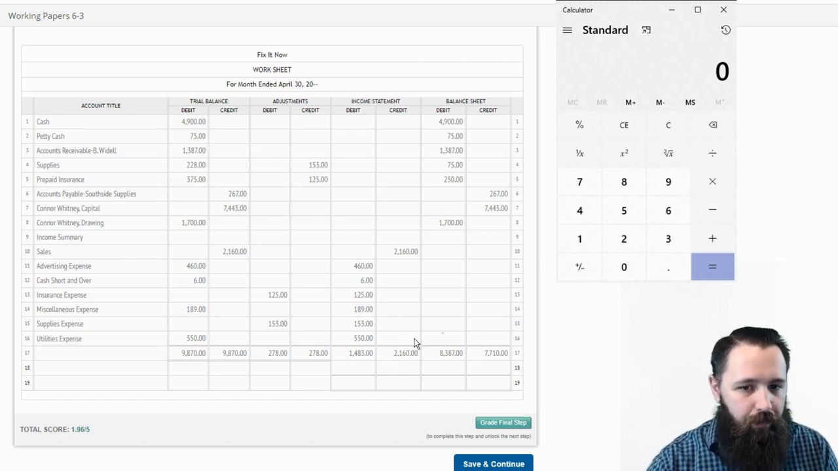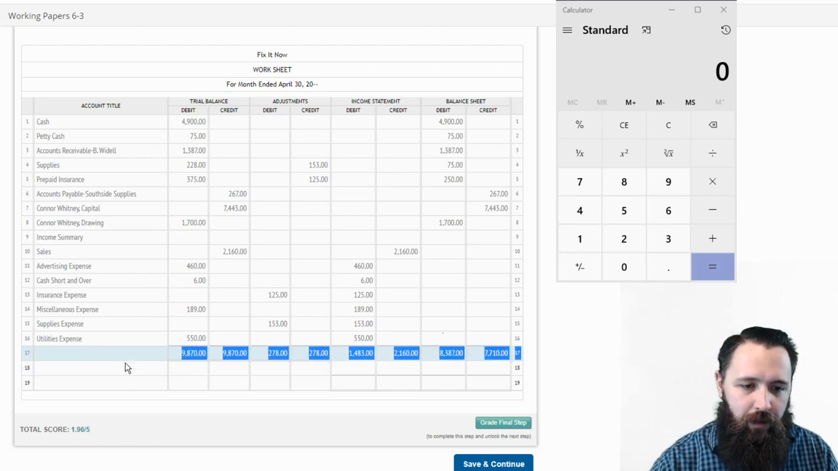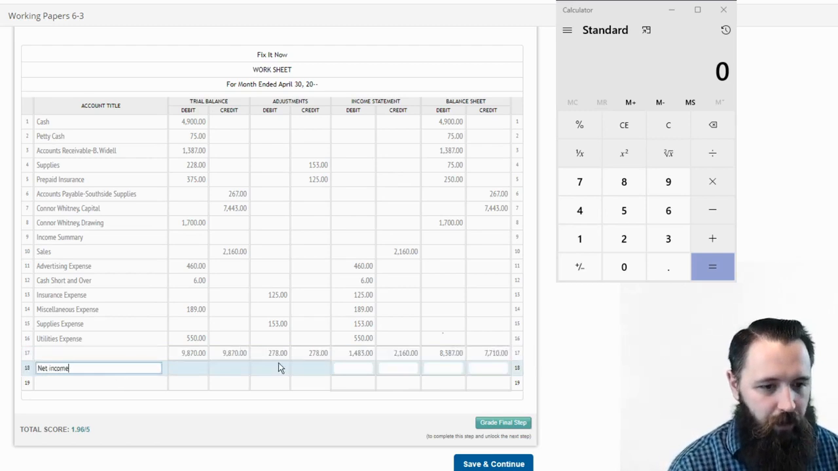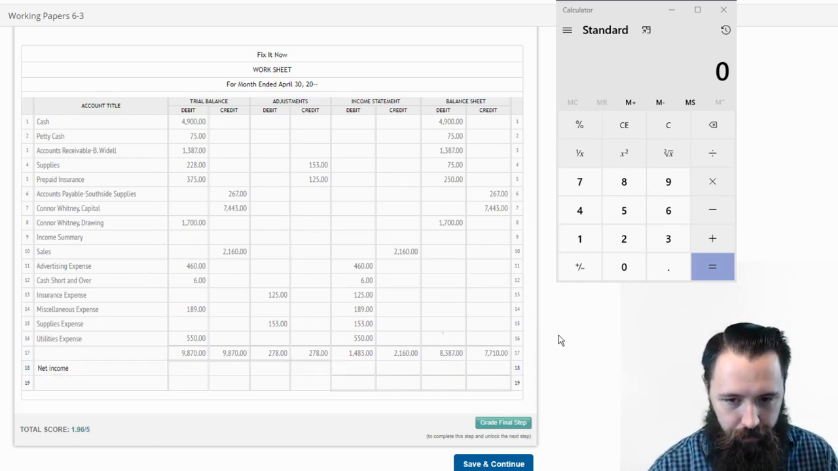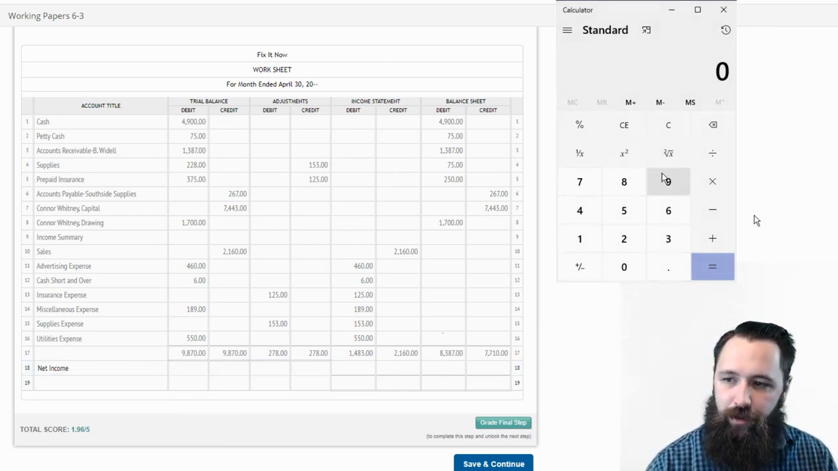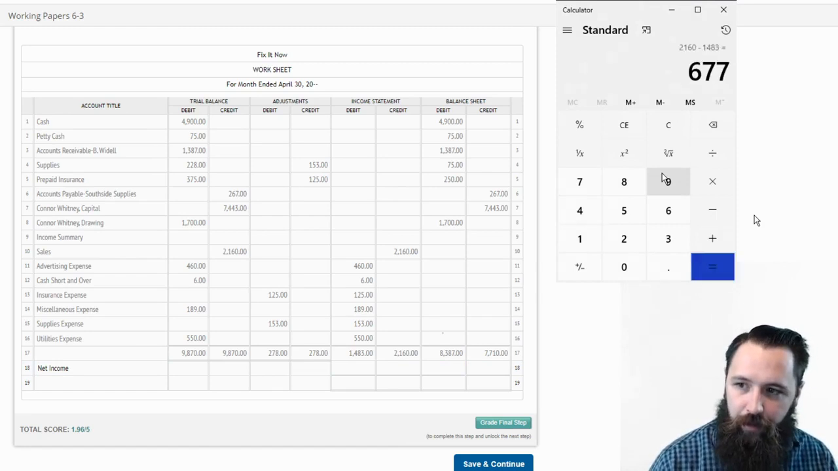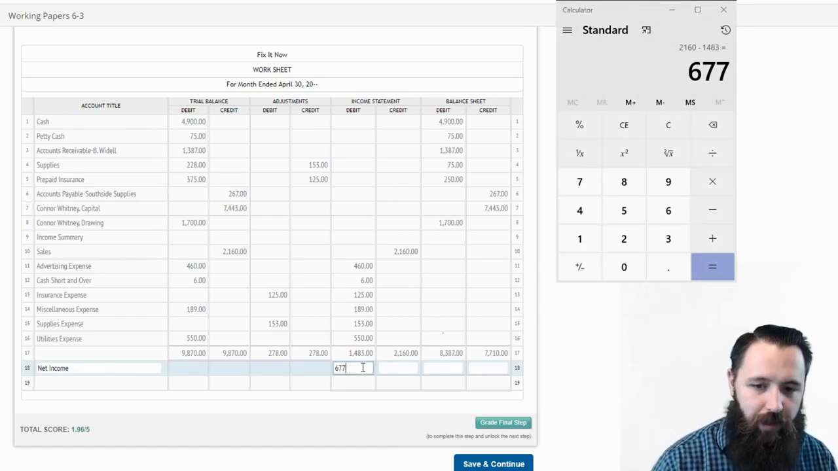Where does net income get calculated? Well, it gets calculated in the debit column, right? And I can use my little L that I use here and say, okay, I have the larger number under credits. I take the larger number minus the smaller number, and then I record it directly underneath. So the first thing I'm going to do is record net income, because I know it's a net income here versus a net loss. I'm going to write that right here, and then calculate this out. So let's do 2,160 minus 1,483, and I get 677.